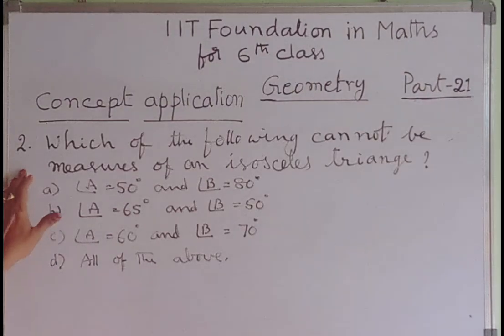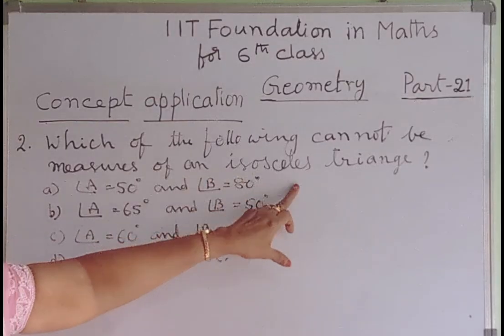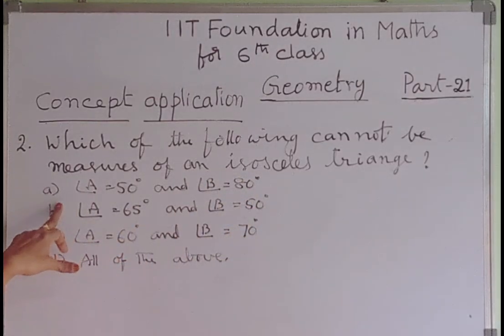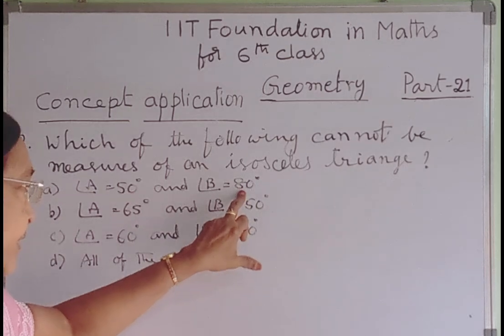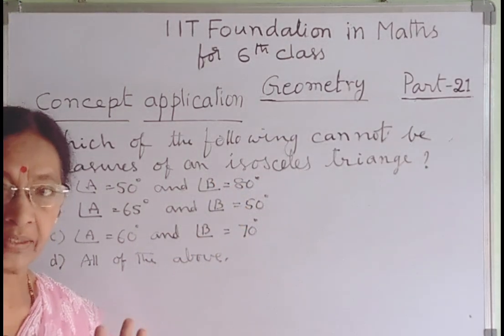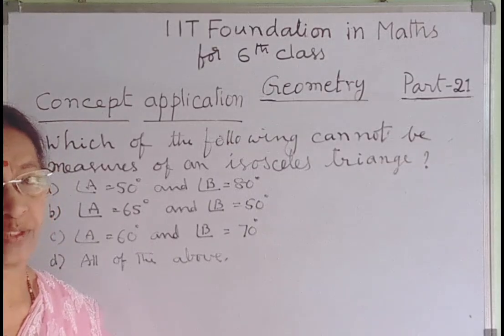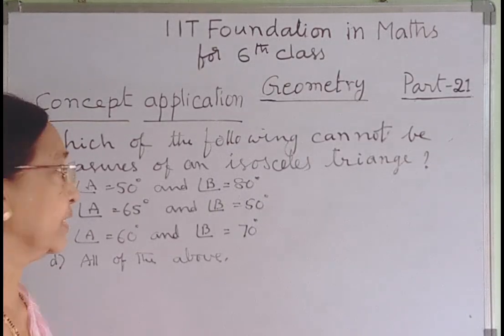Next, the second problem. Which of the following cannot be measures of an isosceles triangle? First one, angle A is equal to 50 degrees and angle B is equal to 80 degrees. In an isosceles triangle, two sides are equal and the opposite angles are also equal. The angles opposite to the equal sides are equal.